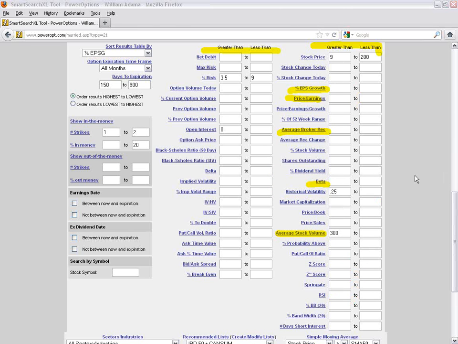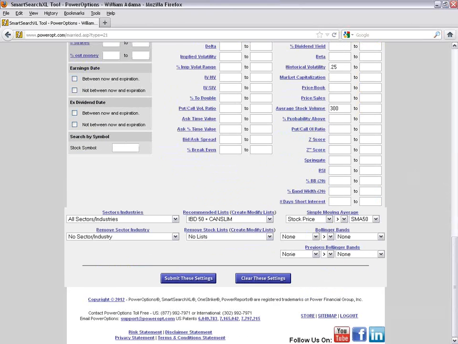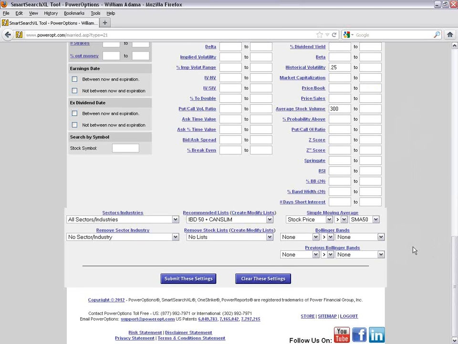Why? Well, it's because Kurt prefers to look for the married put positions using the IBD 50 and CANSLIM, the Investors Business Daily 50 stocks and the Investors Business Daily CANSLIM list. A lot of those filters such as positive earnings, earnings growth, average stock volume, minimum beta, things like that are already taken into account in order to match that list.